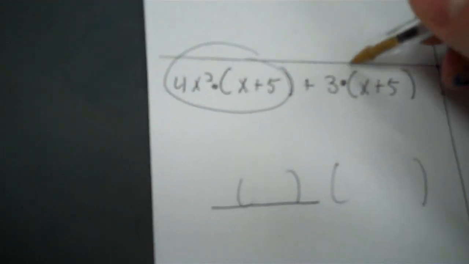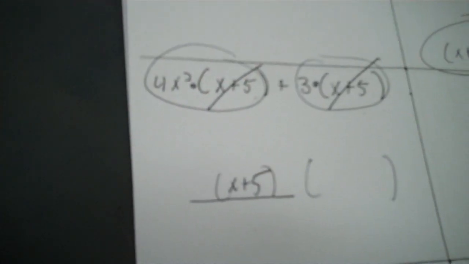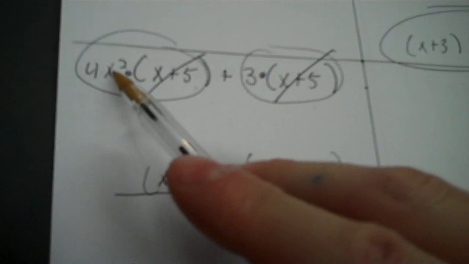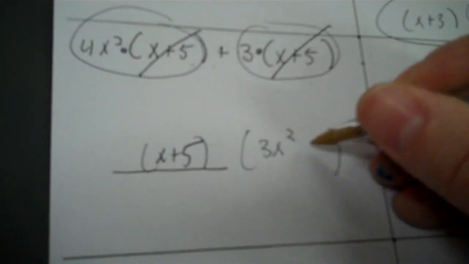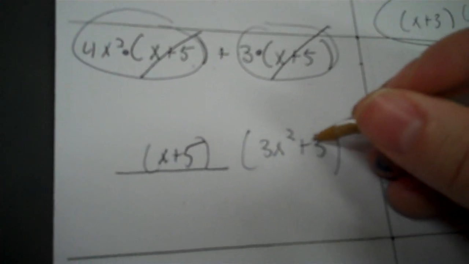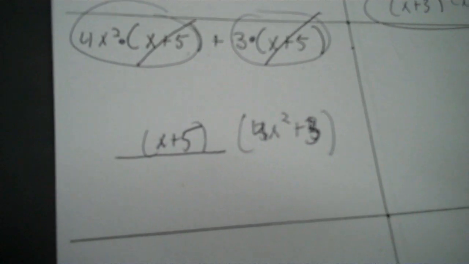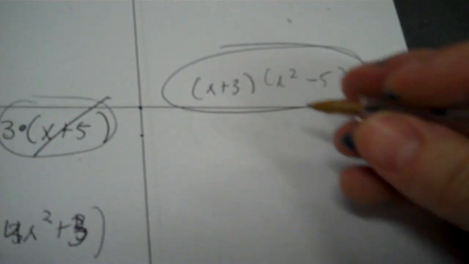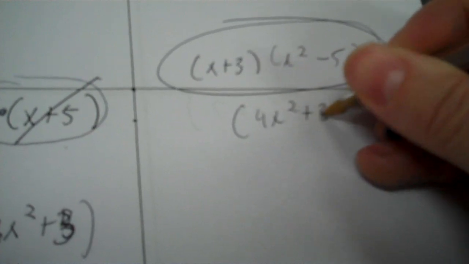So here I've got this and this, x plus 5, so the parentheses match, so that means I can factor out that entire parentheses. And then I have 4x to the second plus 3. It's like doing the GCF, but factoring out an entire parentheses. Sorry, that's 4x squared plus 3. Okay, so the x plus 5 is done. It's to the first power, the x's, so 4x squared plus 3.